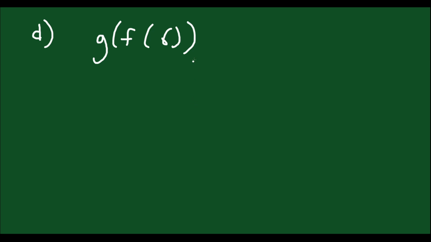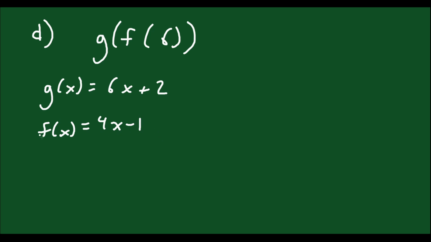Okay, let's do another one. Let's say part D, they're asking you, what is g at f at 6? Just like that. So now we're going to be plugging in the value 6 for x, but it's going into the function of f, which is going into the function of g. So let's recall, g of x is equal to 6x plus 2, and f of x we know is equal to 4x minus 1. So I want to plug in f of x wherever I see x in the g of x equation, right? So I want to plug this into there.